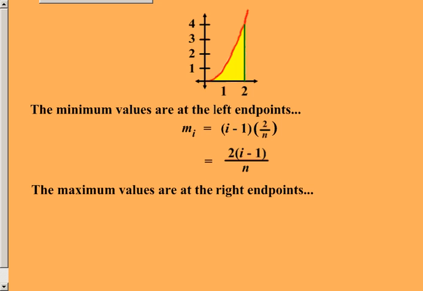Maximum values obviously are going to be at the right corner of the intervals. Okay, so our values are going to look more like this. Okay, i times 2 over n, of course 2i over n.